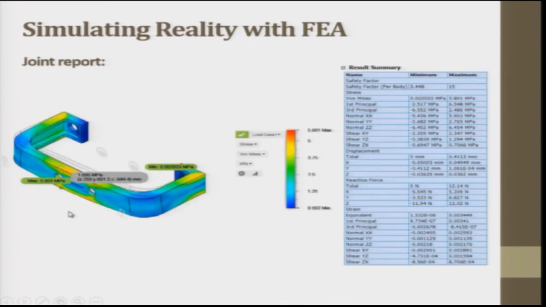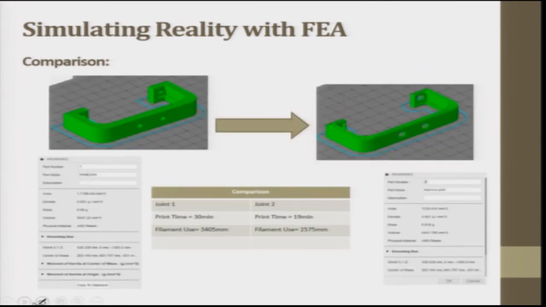Next is the joint report that is generated. In the joint report, we finally get this specific material and the summary is there. Safety factor per body is 3.448 as minimum and maximum is 15. Then the different principal stresses, first principal stress, third principal stress, then stress normal to XX, YY and ZZ planes, then shear in XY, YZ and ZX planes. So all these parameters are printed here.